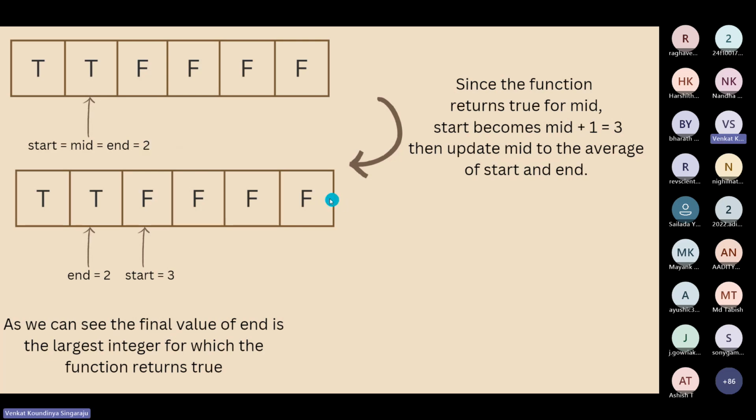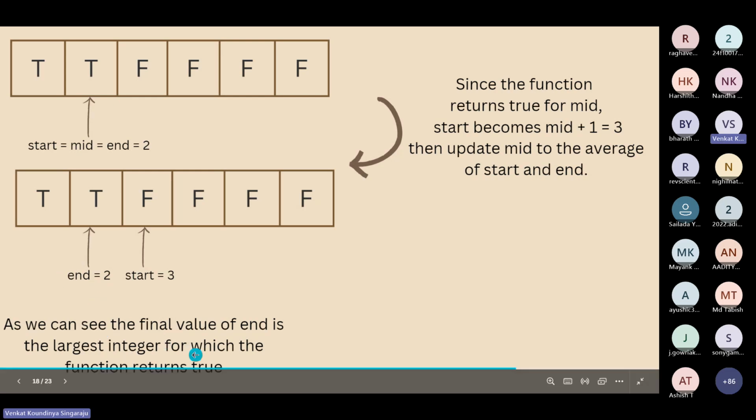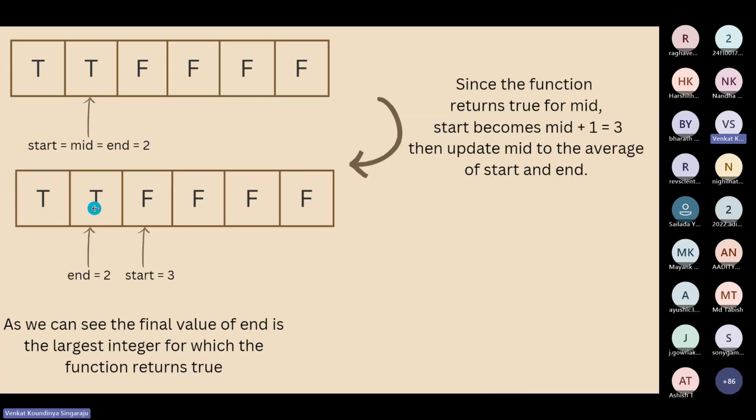And now the function returns true for mid. F of 2 is true. So start becomes mid plus 1, which is 3. Now your start becomes 3 and end becomes 2. And now your start is no longer less than or equal to end, so you break out from the loop. Your final value of end, which is 2, becomes your answer. That is, 2 is the greatest integer for which your function returns true.